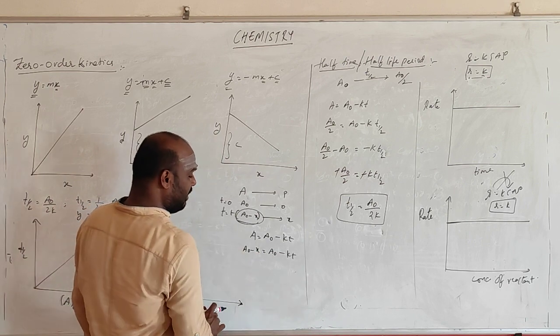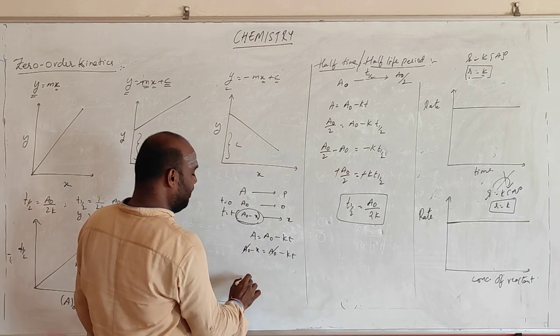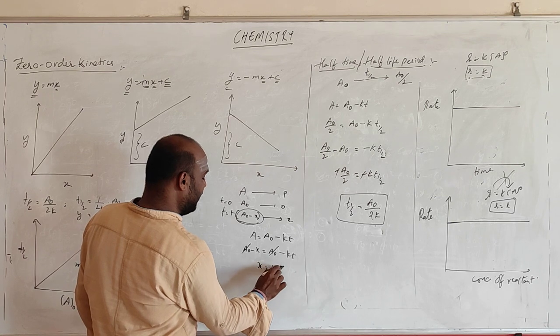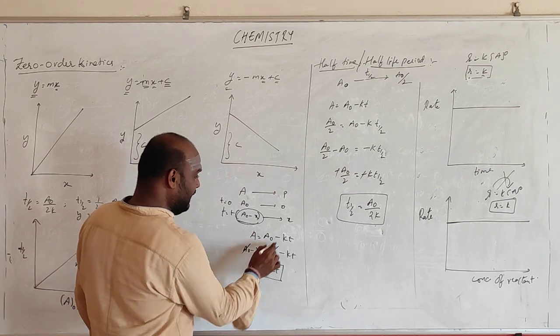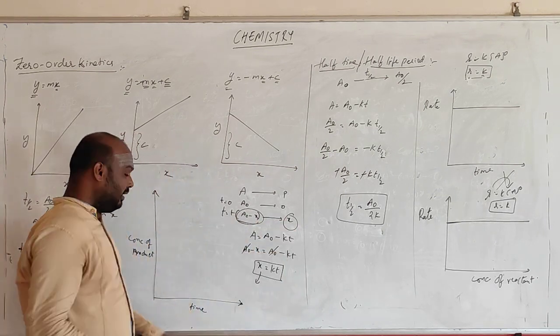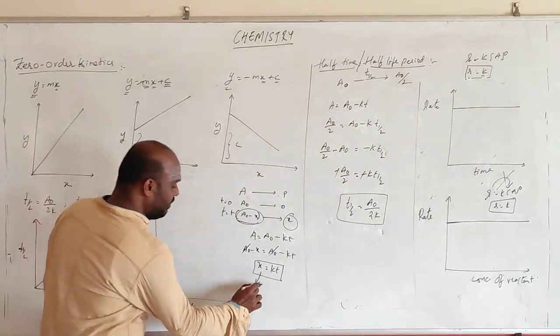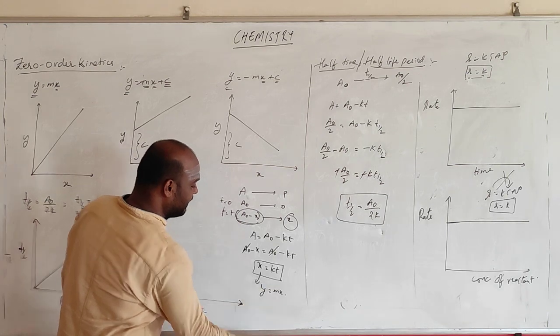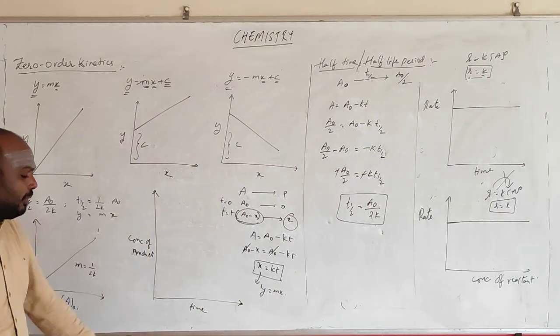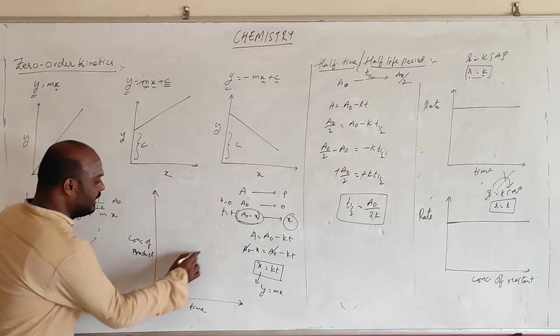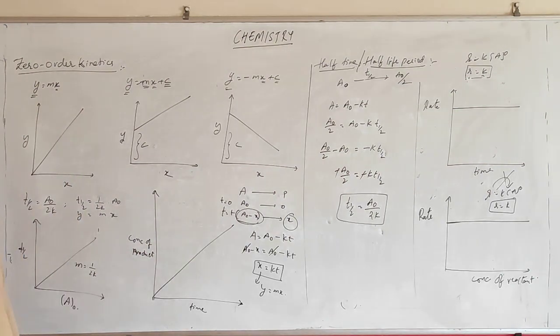If you bring this to this side, what happens? A naught will be cancelled. x is equal to Kt. So what is x now? x is nothing but the concentration of products. So y is equal to Kx. The concentration of the products with respect to time is a straight line passing through the origin, y is equal to mx.